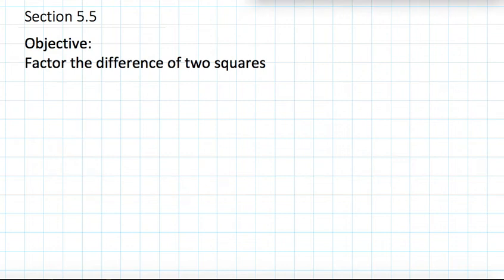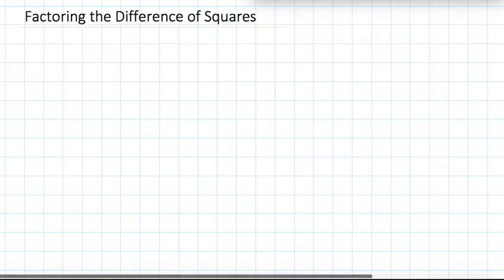This video is for section 5.5. Our objective in this section is to factor the difference of two squares. So we're going to talk a little bit about where this process comes from.